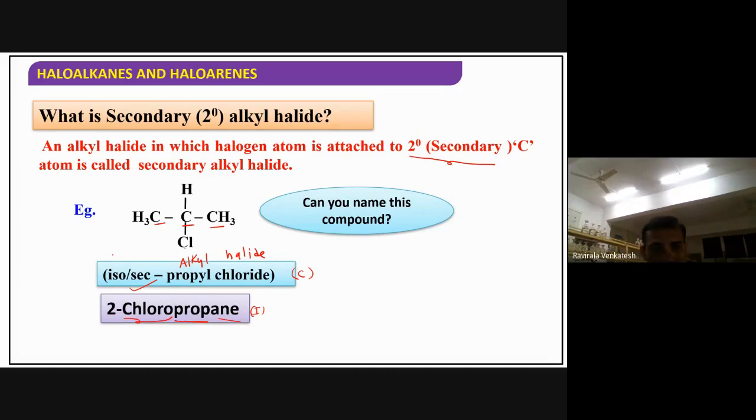About iso: whenever you write 2 carbons, first carbon, second carbon, and on the second carbon you put a methyl group, that is called iso. Whatever you have here, leave it this way. On the second carbon, if you have a methyl group, in the nomenclature you have to call it iso. And again, 3 carbons, propyl chloride. This is about nomenclature for the secondary alkyl halide.